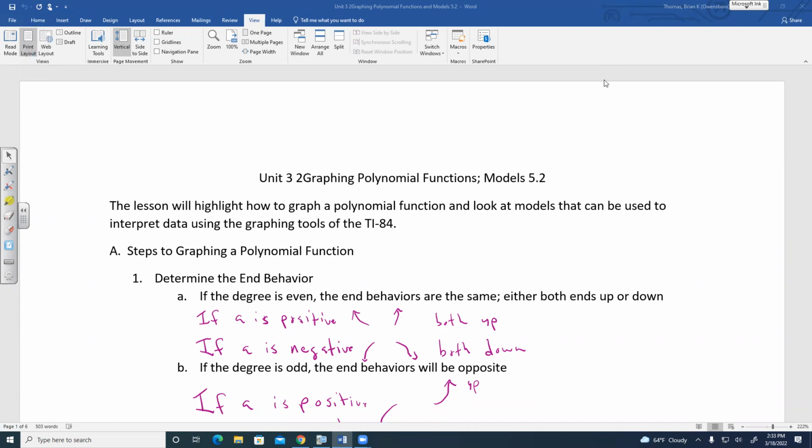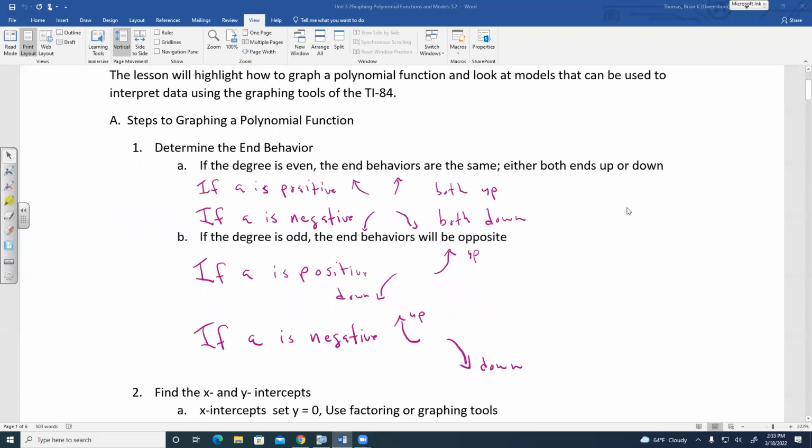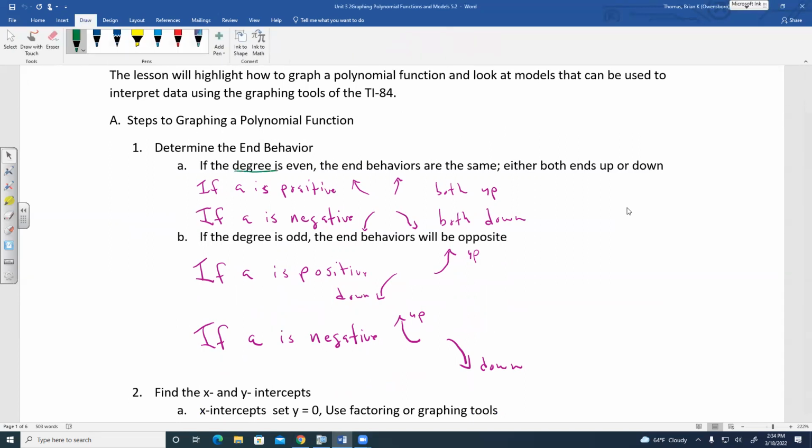So again, steps to graphing a polynomial function. Some things that we were doing last time, we talked about end behavior. So remember, end behavior is identified by two things. The degree, if it's even, we said the end behaviors are the same. Either both ends are up or down. If A is positive, then both ends are going to be finishing up. If A is negative, then both ends are going to be finishing down.